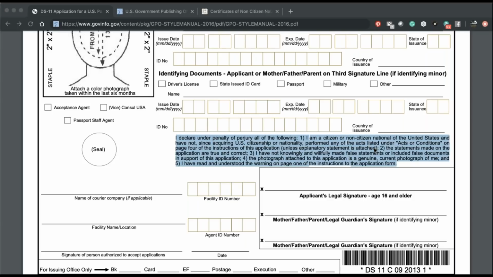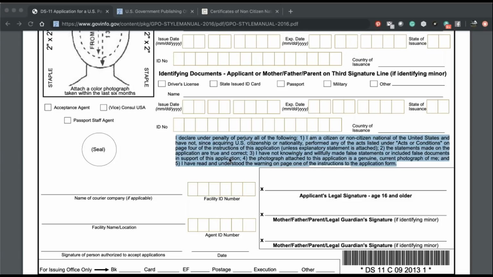So what this is saying is, if you don't have explanatory statements letting them know that you're a national but not a citizen of the United States, and you have not done what it says under the acts and conditions, or if you've done anything under there, you need to follow those rules, and you just send this application exactly like it is, you will be telling them that you're a U.S. citizen. So in here, they give you your out on how to do it.